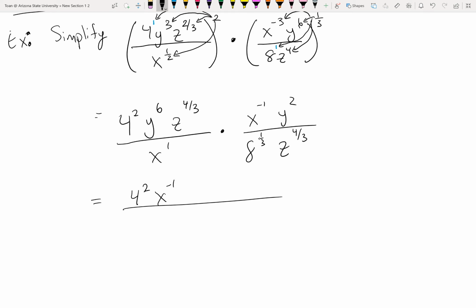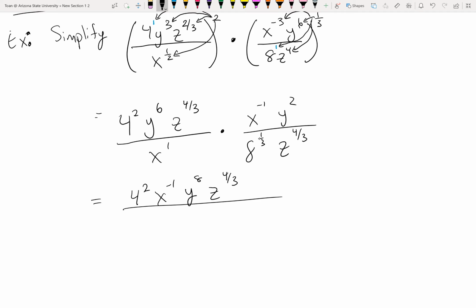Move on to the y's. We got 2 y's, so I can apply the multiplication rule. And according to the multiplication rule, when you multiply like bases, you add the exponents. For the y, we're going to do 6 plus 2 gives us 8. And then on the top, this z is by himself, so just copy him down.